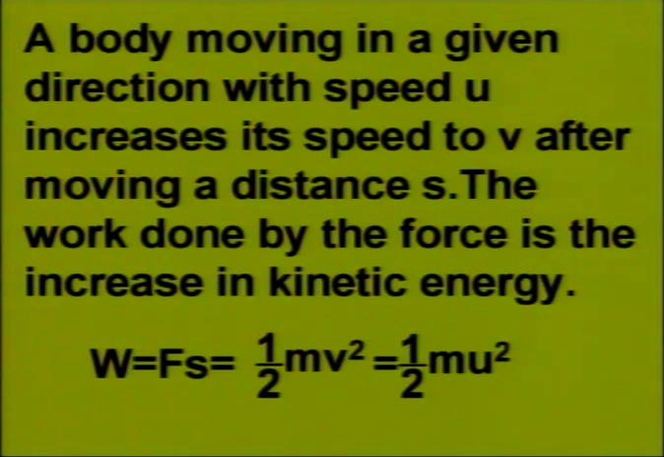From there you will find that the body is moving in a given direction with speed u, and increases its speed to v after moving a distance. So we find that any object, for example a car, when it is moving, sometimes increases its speed. If you want to calculate the work done, it is the final kinetic energy minus the initial kinetic energy, meaning half mv squared final minus half mv squared initial, to give you the amount of work done between those two points.